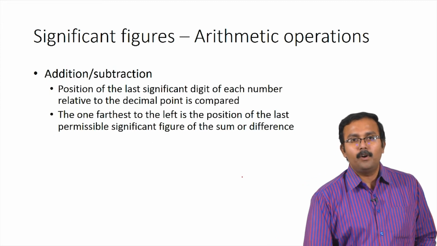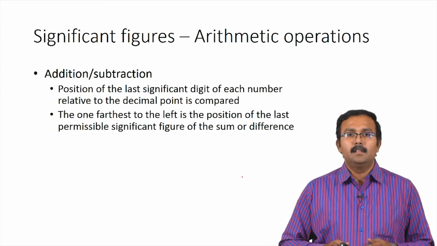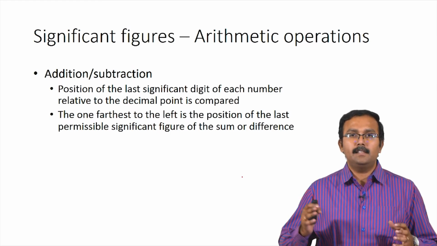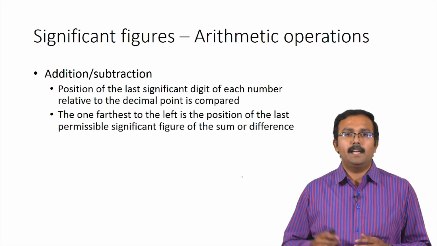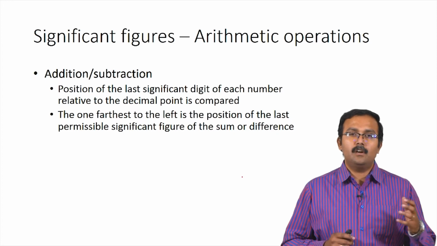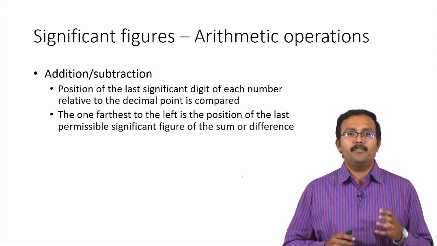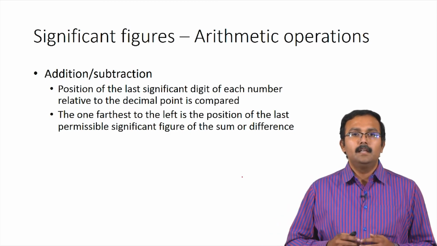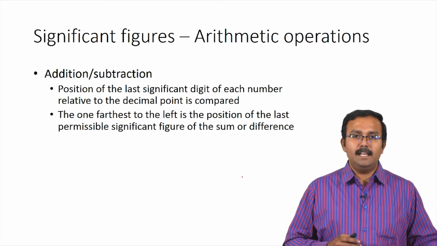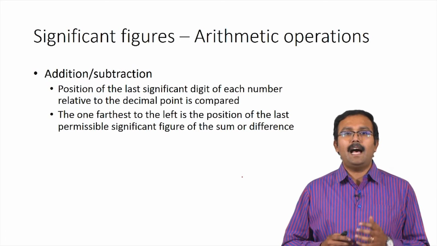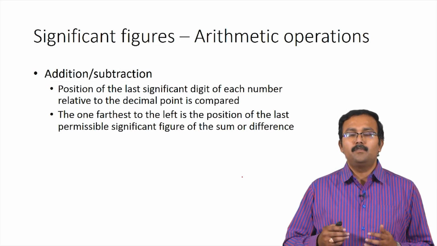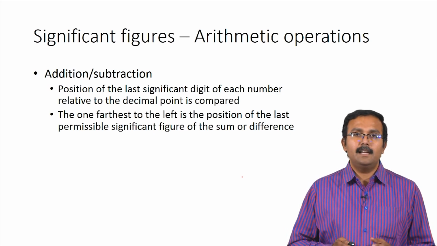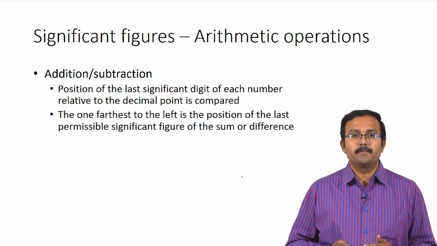If you were to perform addition and subtraction, then you need to use a different strategy to identify the correct number of significant figures for the final answer. The position of the last significant digit of each number relative to the decimal point has to be compared. The one which is farthest to the left is the position of the last permissible significant figure for the sum or difference. An example problem will illustrate this condition clearly.